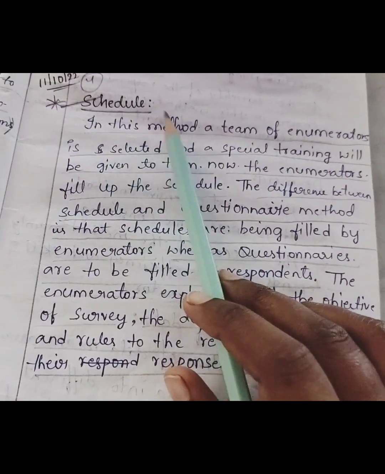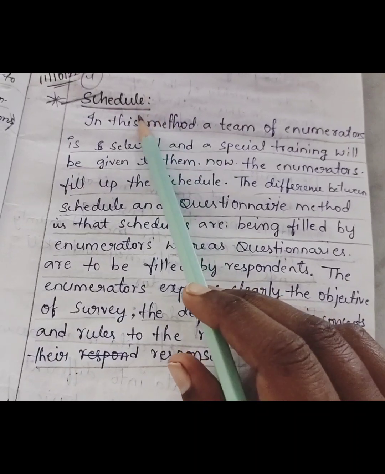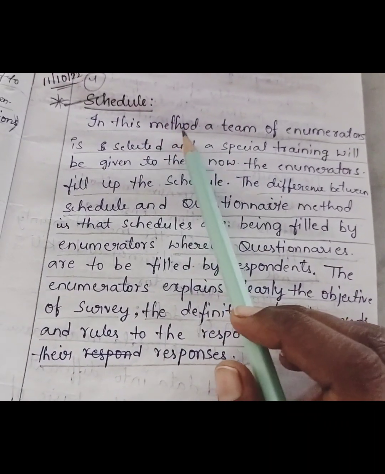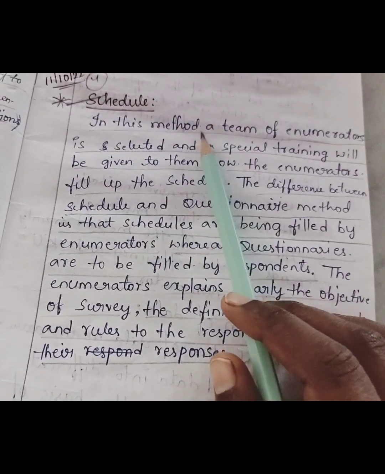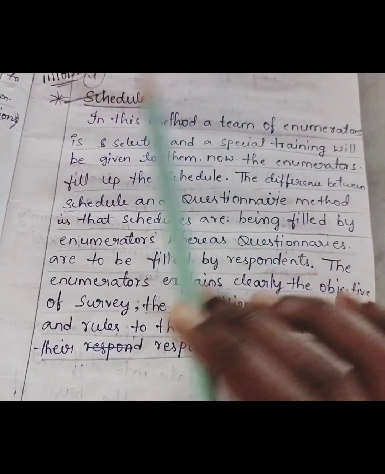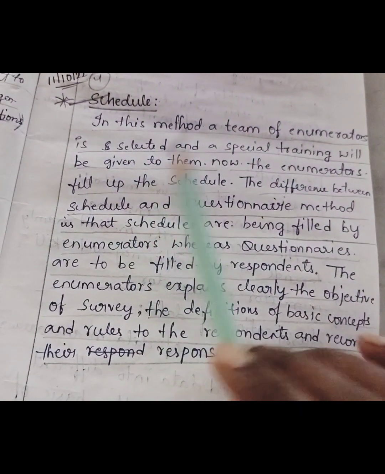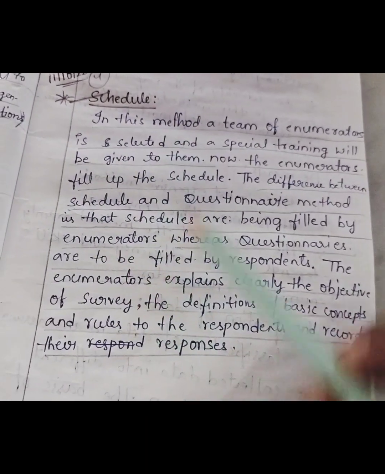So we have come to the last topic, schedule. So what is schedule? Schedule is the same as a questionnaire, but the only difference is that a schedule has to be filled by the investigator himself, whereas a questionnaire has to be filled by the respondent. That is the only difference. So we'll see the details completely.